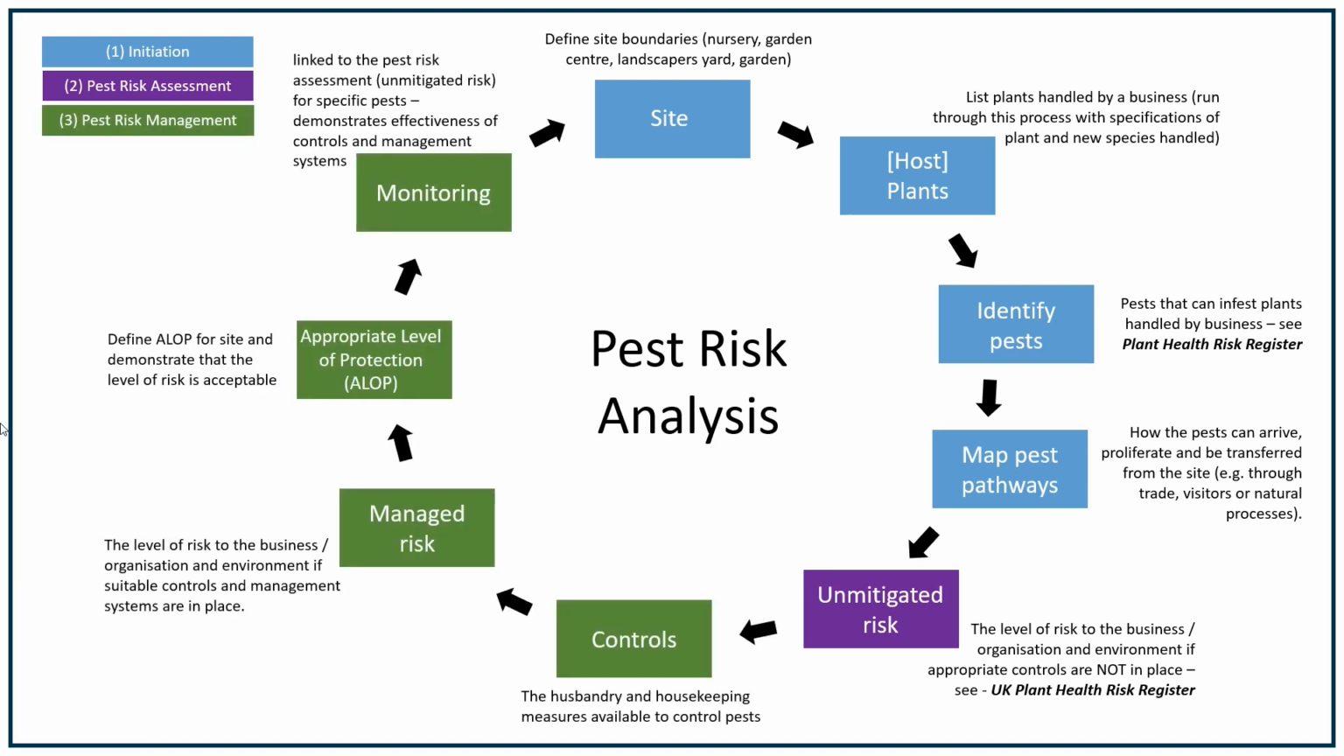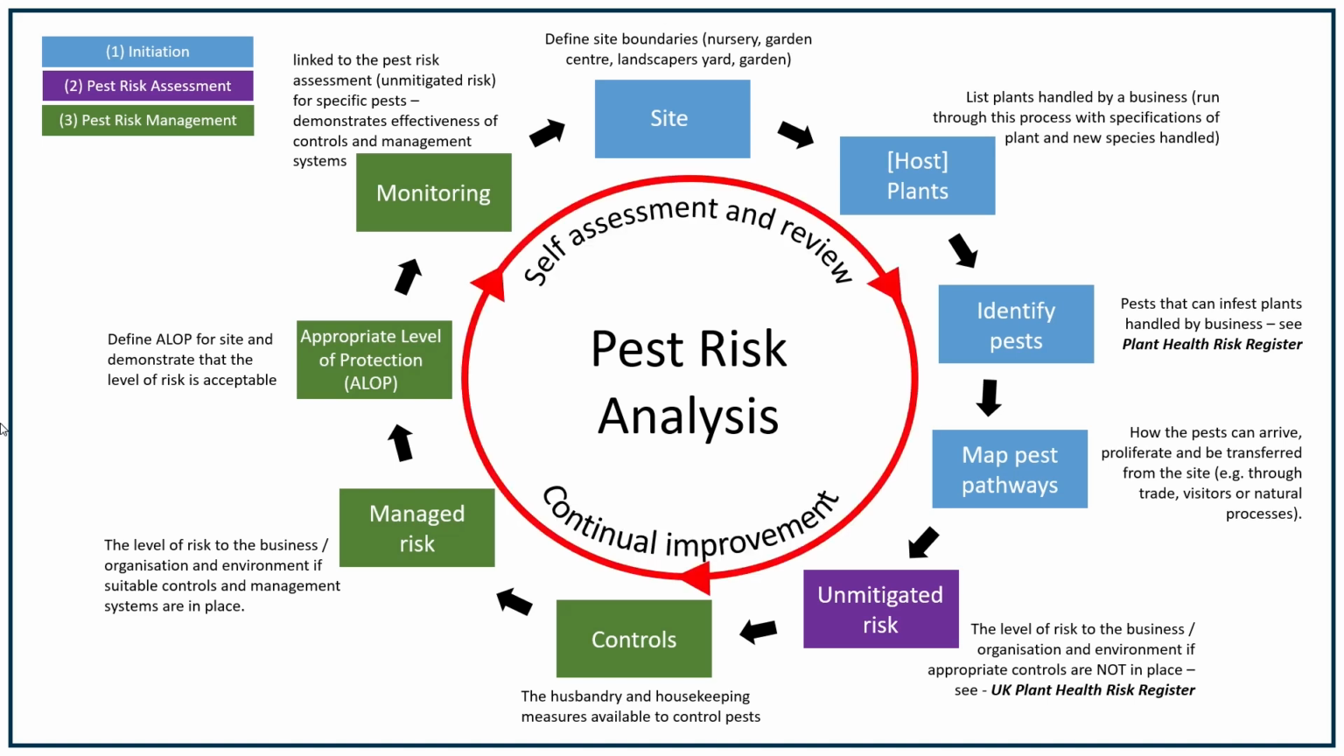Third is pest risk management. That is, identifying the controls to reduce the risk to an acceptable level. Thereafter and ongoing is a monitoring regime and self-assessment process, all with a view to the continual improvement and development of robust pest management systems. These three stages have been taken from the International Plant Protection Convention's framework for pest risk analysis.